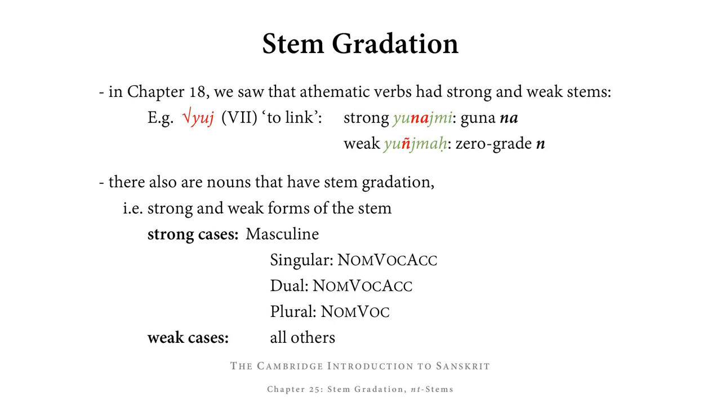Now, there also are nouns that have stem gradation, i.e. that have strong and weak forms of the stem. And so we talk about strong cases and weak cases, and what you will find is that strong cases are present in the masculine, in the first 3 cases of the singular, nominative, vocative, accusative, in the first 3 cases of the dual, nominative, vocative, and accusative, and in the first 2 cases of the plural, namely the nominative and the vocative. Weak cases are all others.